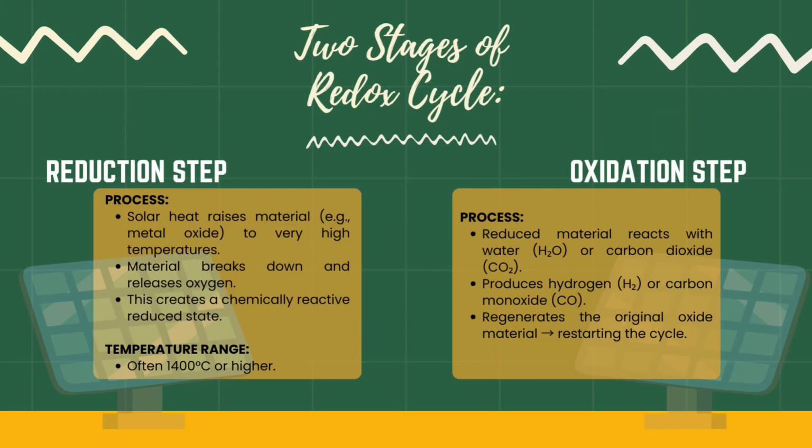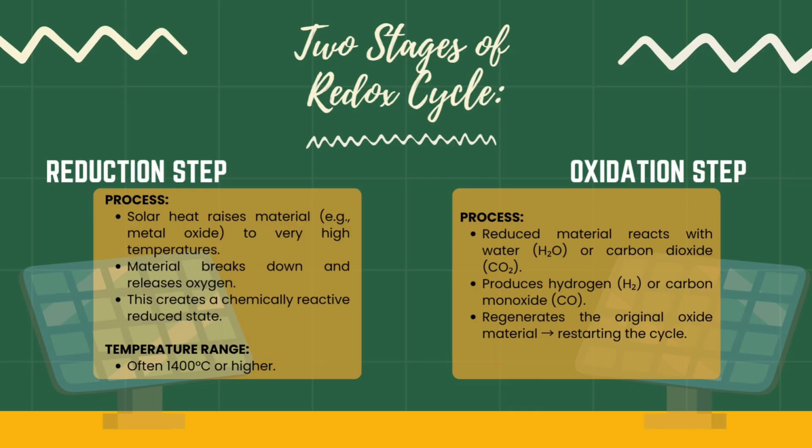So there are two stages of the redox cycle. The first one is the reduction step, then the next is the oxidation step. The reduction step is the process where solar heat raises materials, for example a metal oxide, to very high temperatures. The material breaks down and releases oxygen. This creates a chemically reactive reduced state. The temperature range of the reduction step is often 1400 degrees Celsius or higher. So the material becomes reduced by losing oxygen.